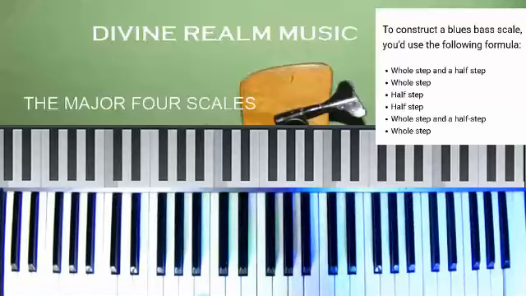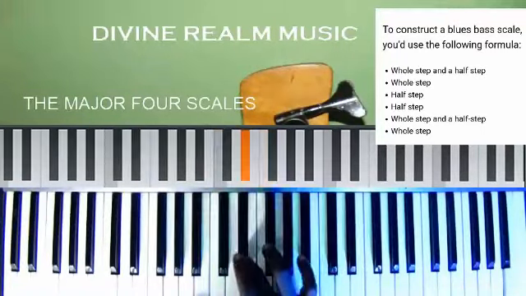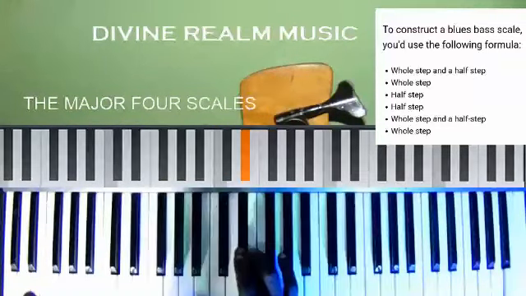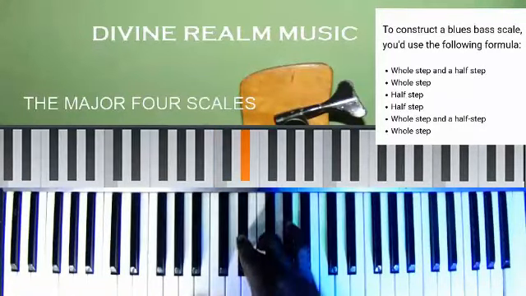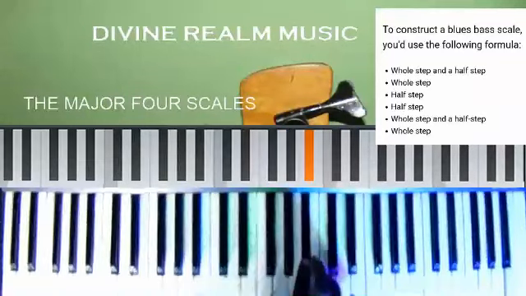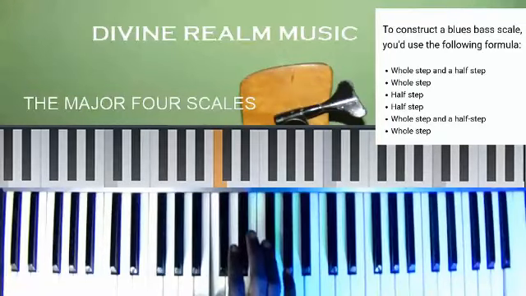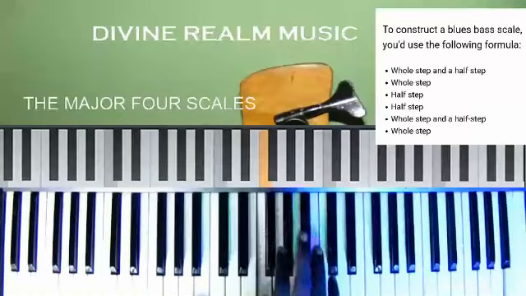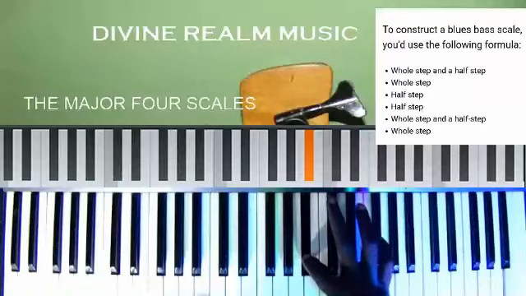Your blues scale for C again. It's whole step and half step, whole step, half step, whole step and half step, then whole step. So I start again from your root, which is C: whole step and half step, whole step, half step, whole step and half step, then whole step.